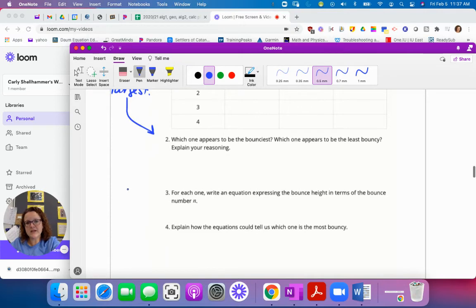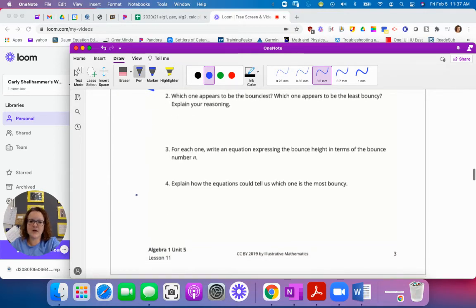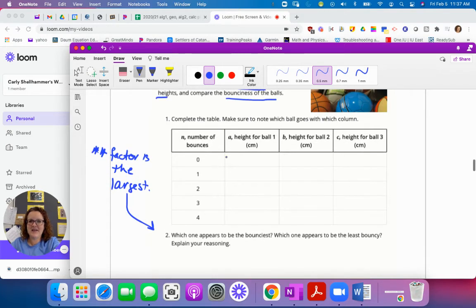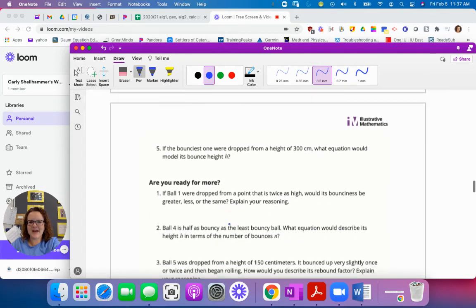Okay, we're going to write equations for each one and explain how the equations could tell us which one is the most bouncy, and that's going to be the factor. I would say we would hold them to the same height for all three to help with consistency, okay? And it's going to be hard to figure out the heights after each bounce, but it'll be fun. We're going to do that.